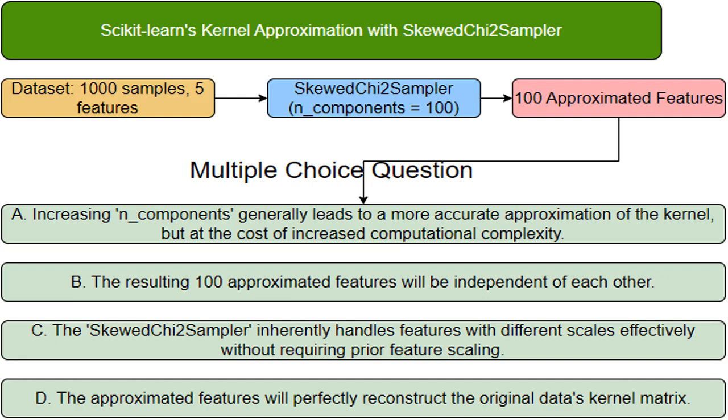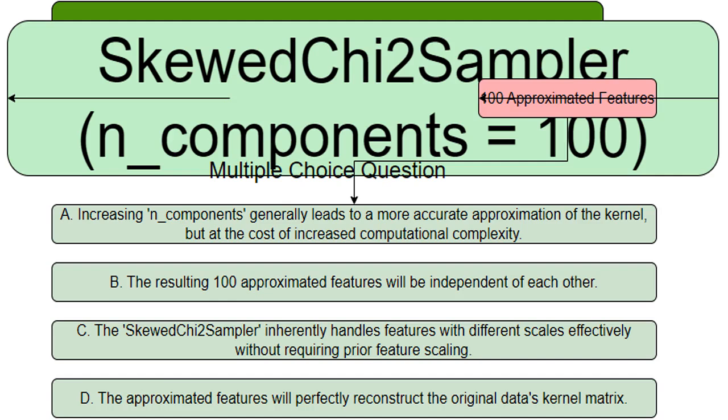I have 1,000 different data points, each described by 5 different characteristics or features. For example, imagine each data point is a person, and the 5 features could be height, weight, age, income, and shoe size. Using the SkewedChi2Sampler, I will generate 100 new features from my original 5. These new features are approximations derived from the original ones, aiming to capture the important information more efficiently.